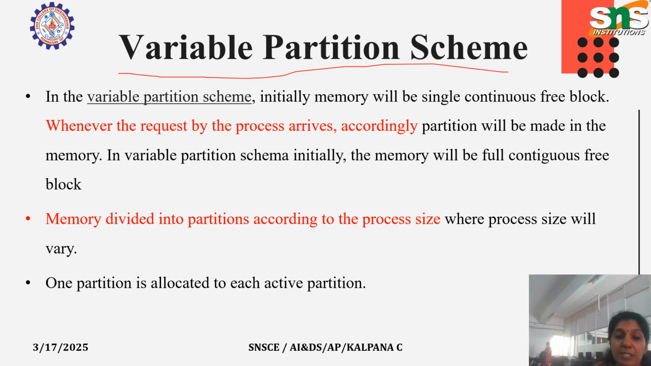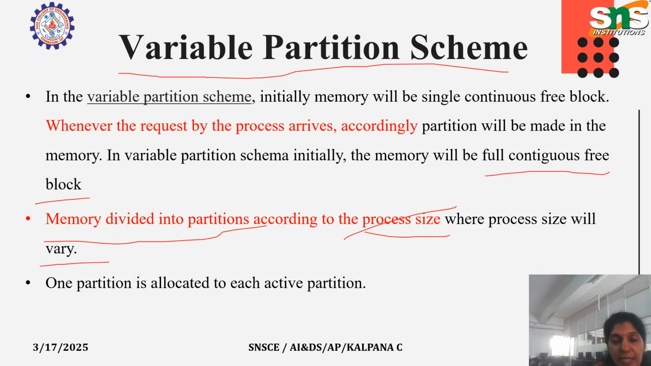So in variable partition scheme, initially the memory will be one full contiguous free block. Here we are not going to have any blocks. The memory is divided into partitions according to the process size, where process size will vary. One partition is allocated to each active process. It is also following contiguous memory allocation, but unlike the previous scheme, we are not going to fix any kind of block.